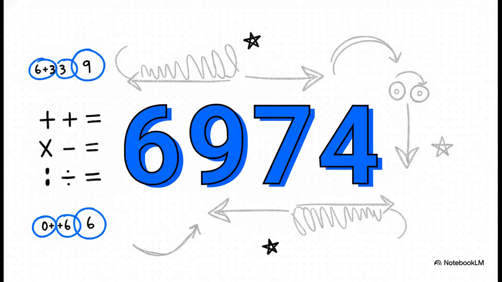And you just keep that same rhythm going all the way to the left. Next is 6 plus 3, which is 9. And finally, 0 plus 6, which is 6. And boom, there it is, 6,974. No complicated carrying, just simple pairs.